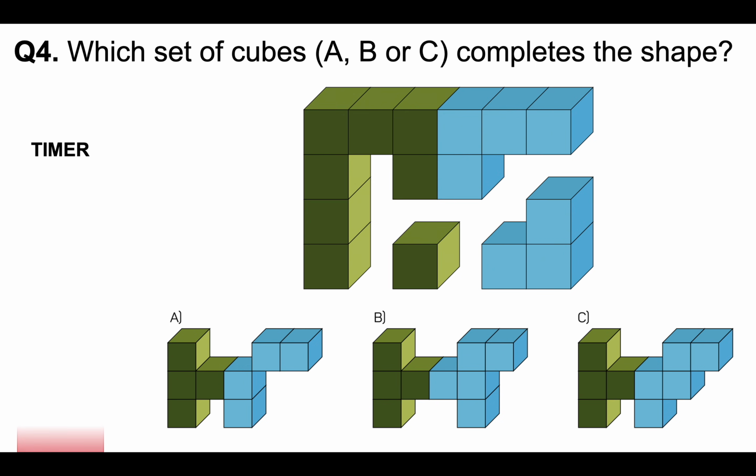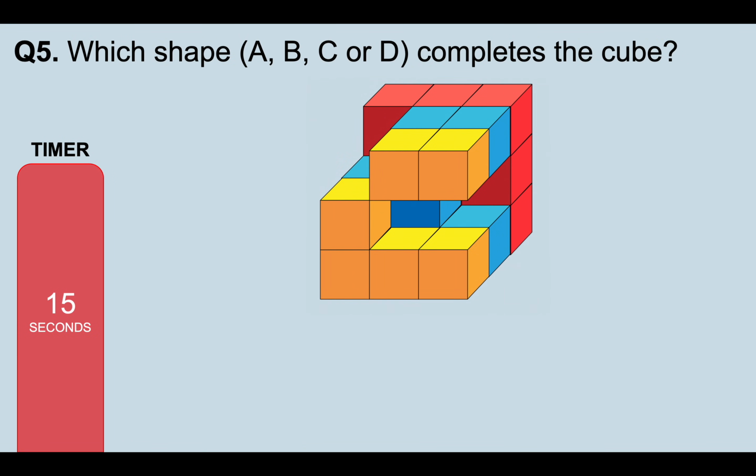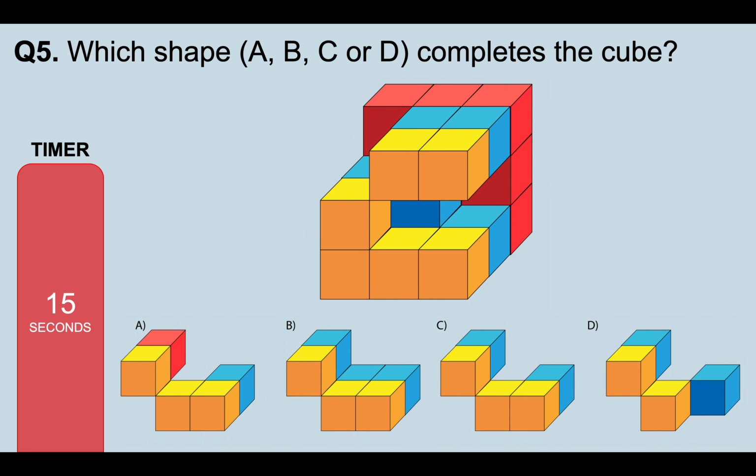And it's really important to practice questions of this nature because then you can build up to a higher level of difficulty, which we will do during this tutorial. Question number 5, which shape A, B, C or D completes that cube? This is a little bit tougher. A, B, C or D? I'll give you 15 seconds for this. Please put your answer in the comment section below. Here we go.